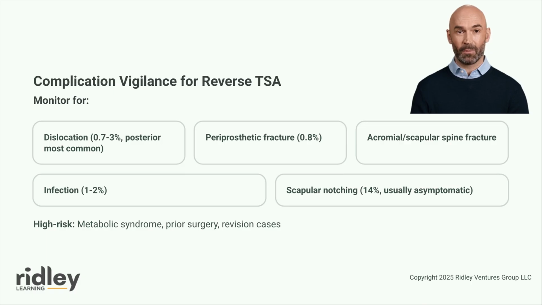Infection after reverse arthroplasty occurs at rates of 1 to 2% and may present acutely with fever, wound drainage, and erythema, or as a delayed low-grade infection with persistent pain and functional limitation. Any patient with signs concerning for infection should be immediately referred to the surgical team for evaluation, including laboratory studies such as complete blood count, C-reactive protein, and erythrocyte sedimentation rate, and possibly joint aspiration for culture.